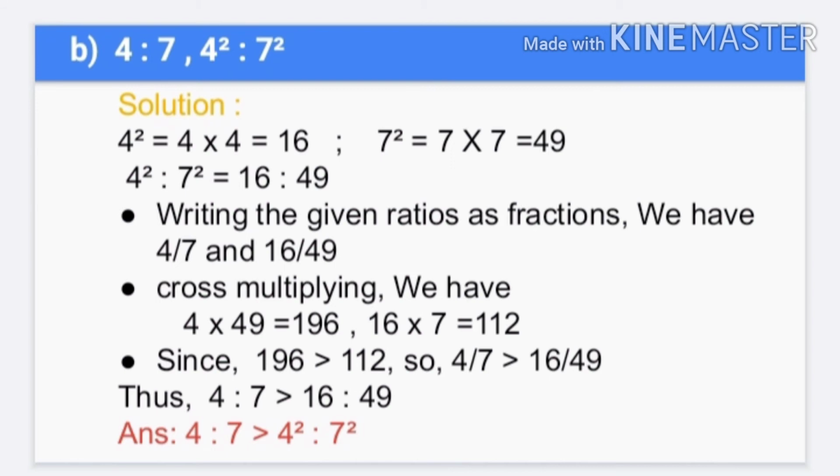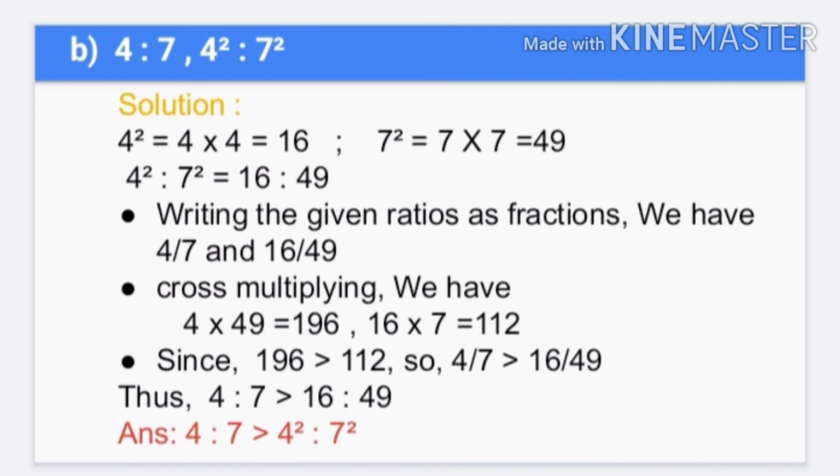Third one, 4 is to 7 and 4 squared is to 7 squared. Solution, 4 squared equal to 4 4s are 16, 7 squared equal to 7 7s are 49. 4 squared is to 7 squared equal to 16 is to 49. Write the given ratio as fraction, 4 by 7 and 16 by 49.